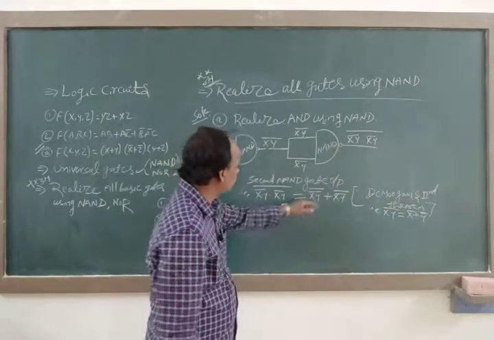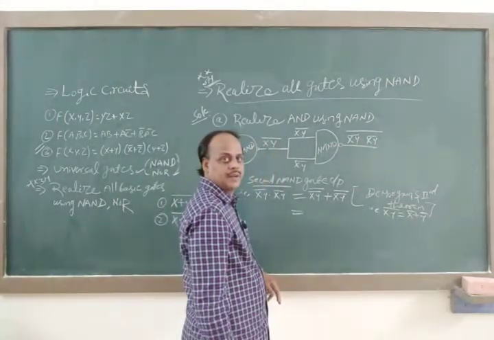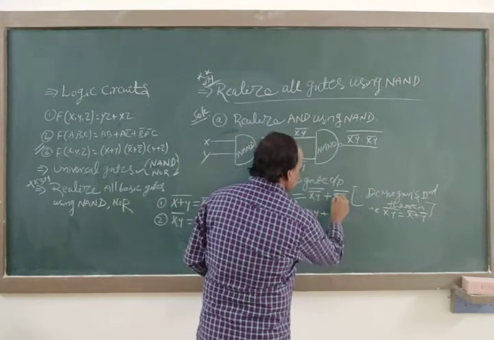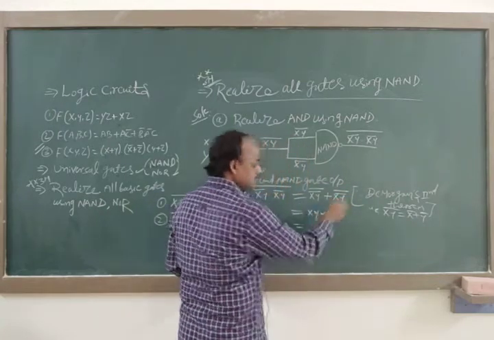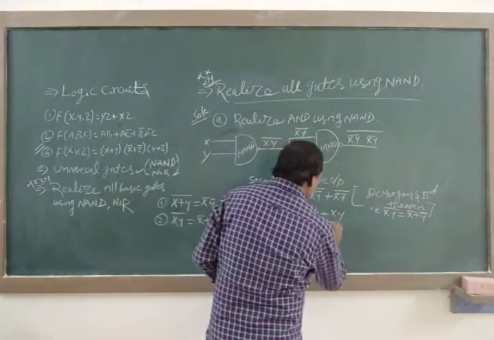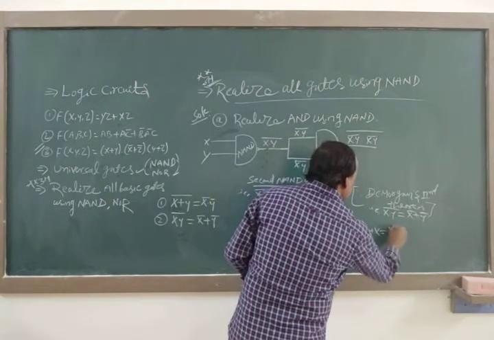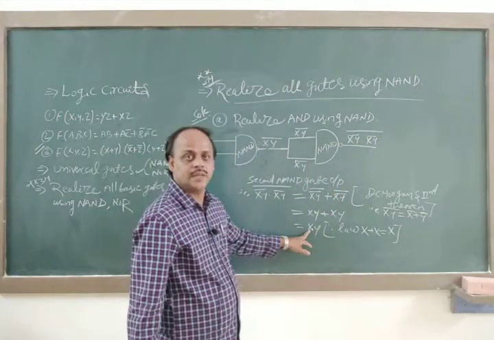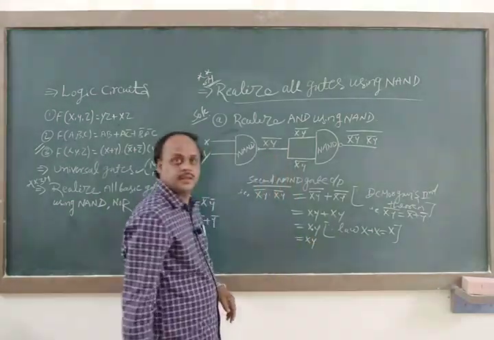Now see here what is happening. x double bar, by the complementary law, we are getting x into y, plus x into y double bar, we are getting x into y. Now xy plus xy becomes x into y, because of the law x plus x is equal to x. In the same manner, x into y plus x into y becomes x into y. Now observe here, this x into y indicates what?